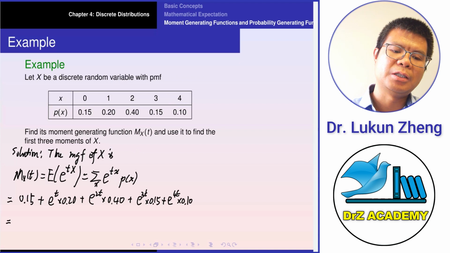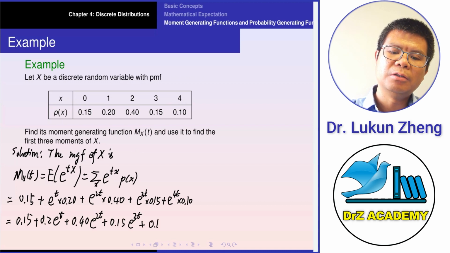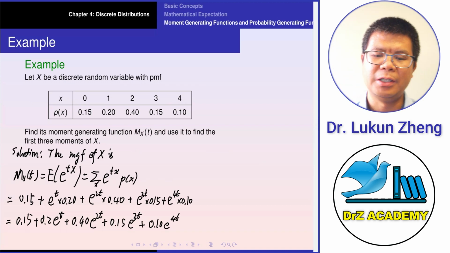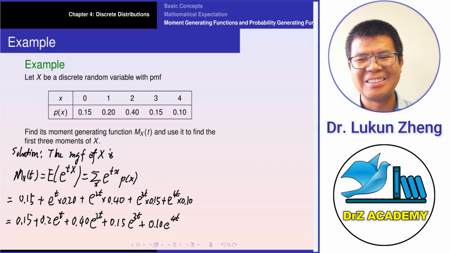So this can be rewritten as 0.15 plus 0.2 e to the power t plus 0.40 e to the power 2t plus 0.15 e to the power 3t plus 0.10 e to the power 4t. Of course, this exists in a neighborhood of 0. So that's the moment generating function of X.